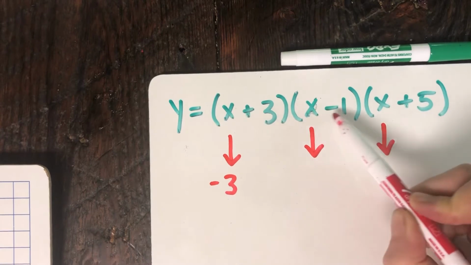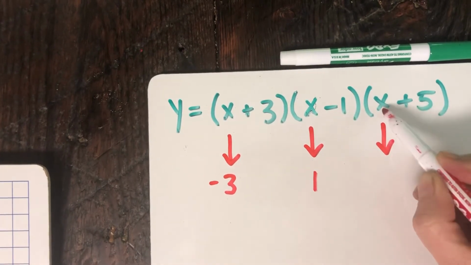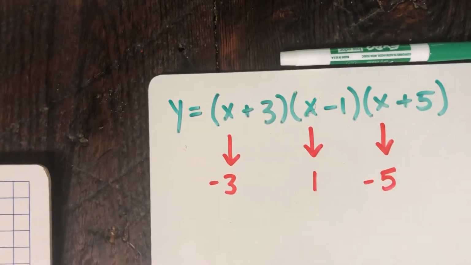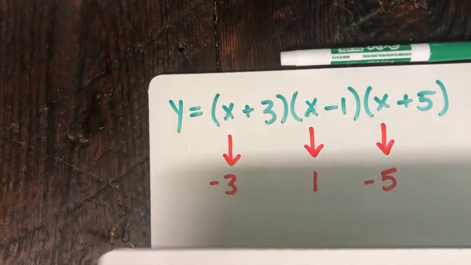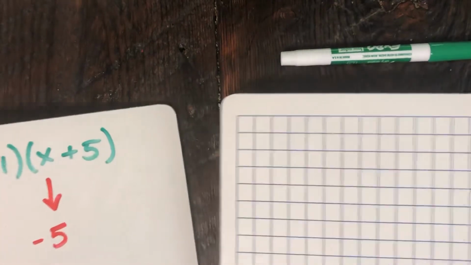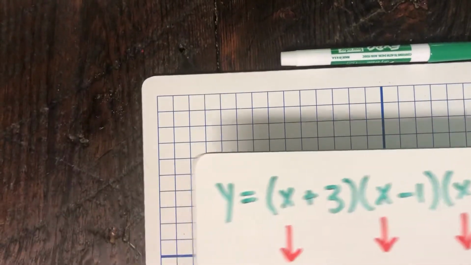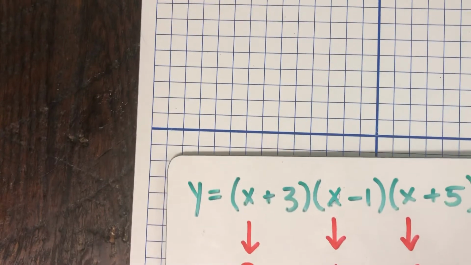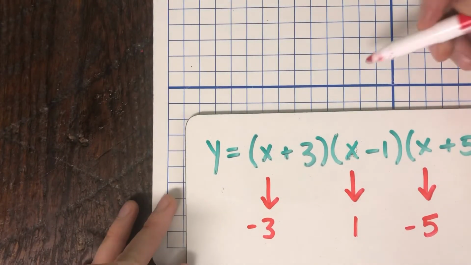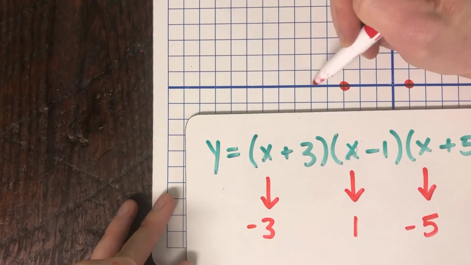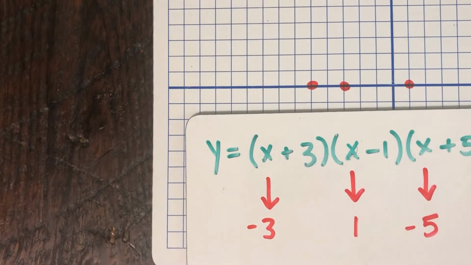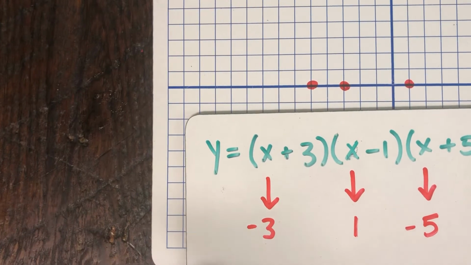What would make all of this into 0? A 1. And this would be a negative 5. These are my roots, or my x-intercepts. And so I'm just going to come onto my graph, and I'm going to graph those 3 roots. So I've got one at negative 3, one at positive 1, and one at negative 5. And there is more I could do to find more information, but for integrated 3, this is really all we look at. And so the rest I'm just going to sketch.